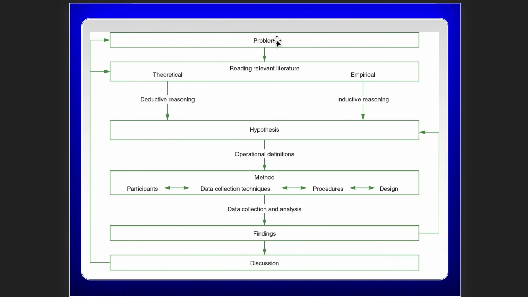So we can look at the path that we're following here in terms of the research. We have a problem, so you're identifying a problem, you're asking a question, you're reading the relevant literature with that, and then you can have ways to get to a hypothesis. Again, you get the theoretical, the deductive reasoning, the empirical evidence, and the inductive reasoning. Get to the hypothesis.